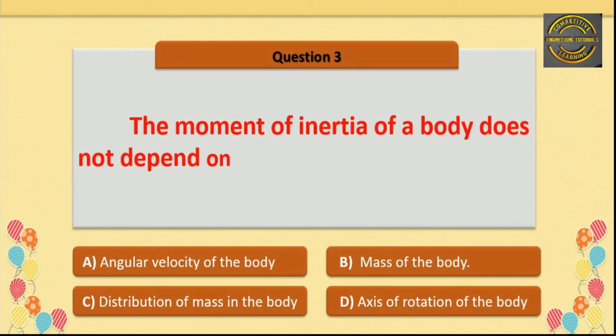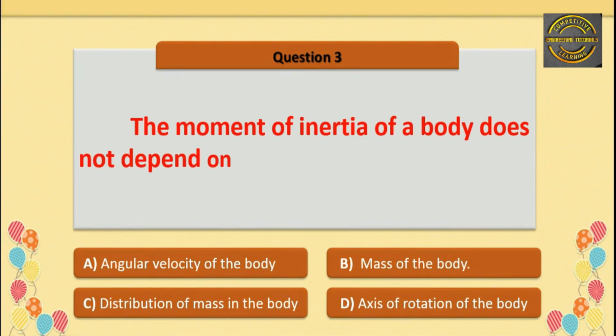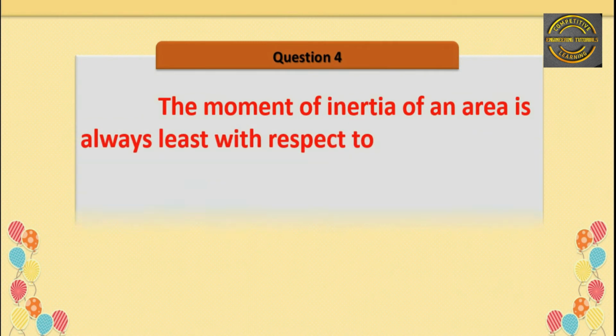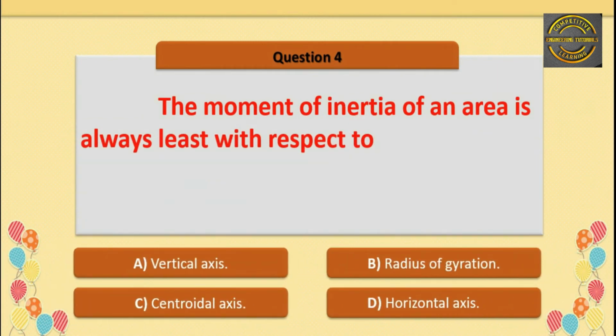Question number 3. The moment of inertia of a body does not depend on. Option A is correct, angular velocity of the body. Question number 4. The moment of inertia of an area is always least with respect to. Option C is correct, centroidal axis.